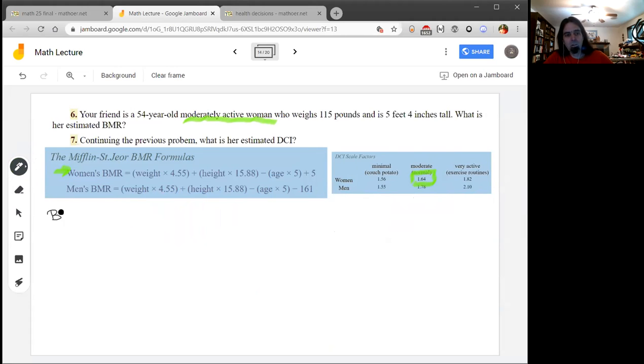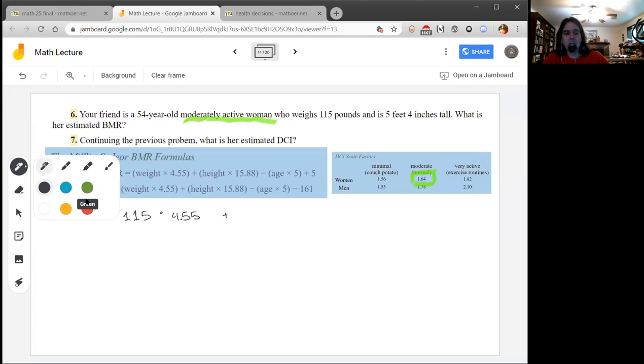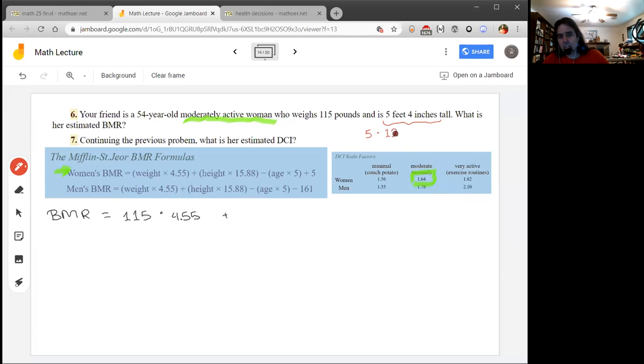So her BMR is the weight times the 4.55 plus the height. And remember that we have to take this and make it only inches. So 5 times 12 inches, because each of the feet is 12 inches, plus 4 more inches.